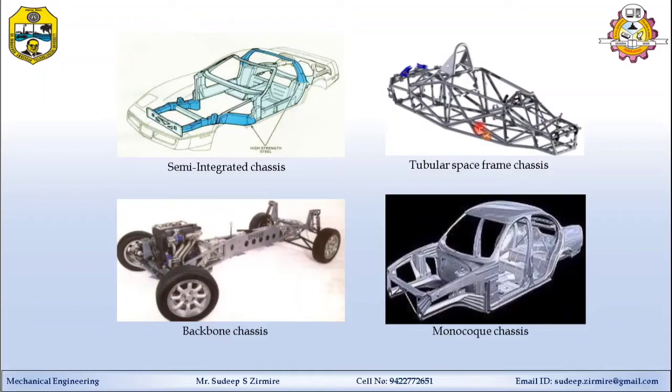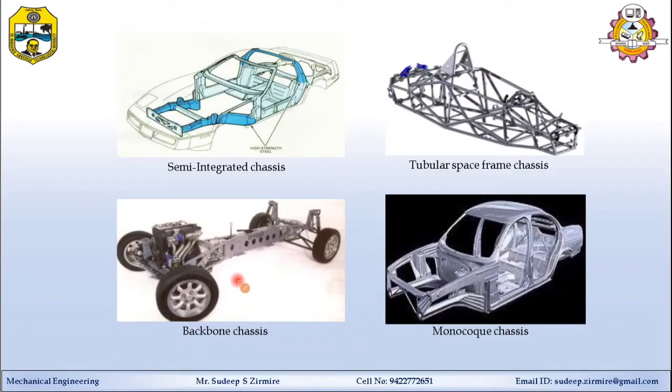Next one is the tubular space frame chassis. This chassis uses circular tubes, and these tubes are welded together to form a complex structure, and it has very strong strength as compared to other chassis. The best example is our ATV vehicle or a race vehicle that is built this way. Its design and construction is very simple as compared to the other chassis.